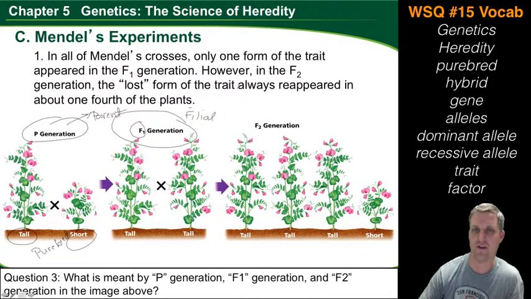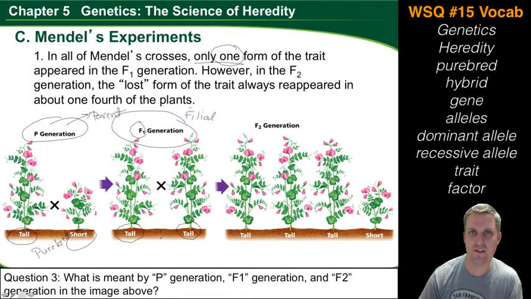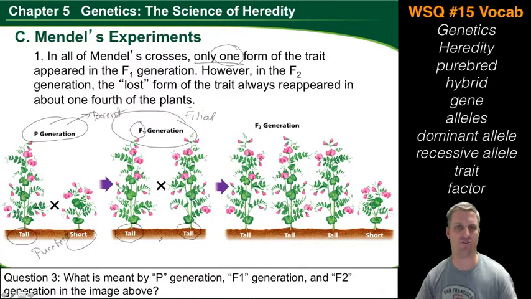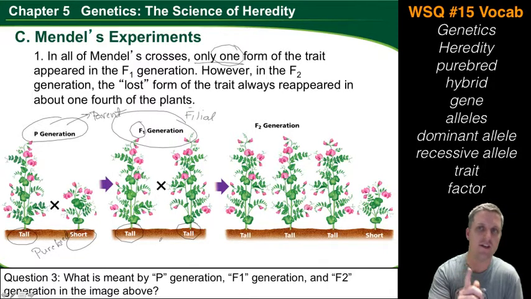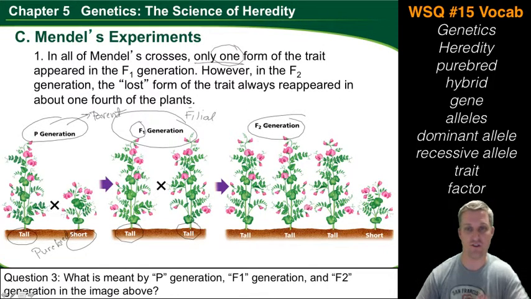And here's what he found. Only one form of the trait appeared. Look at this. In the first generation, only the tall plants appeared. There were no short plants. In all of his crosses of a tall and a short, he would always get a tall plant if they were purebred. However, in the second filial generation, this would be the generation that came from the F1.